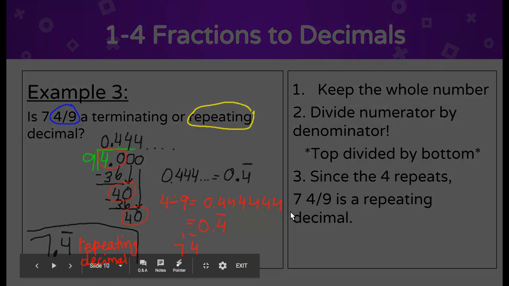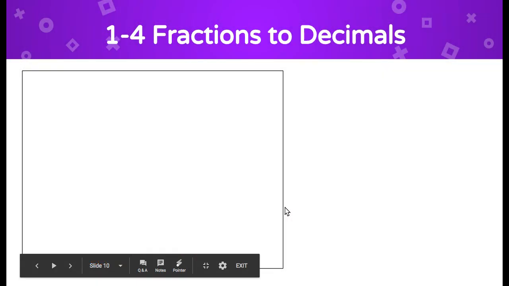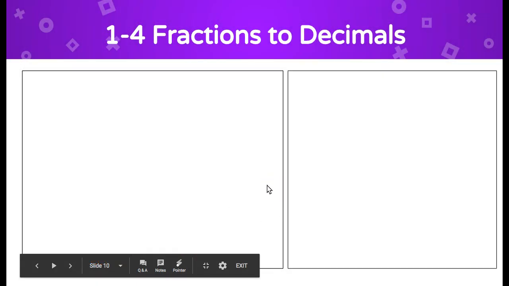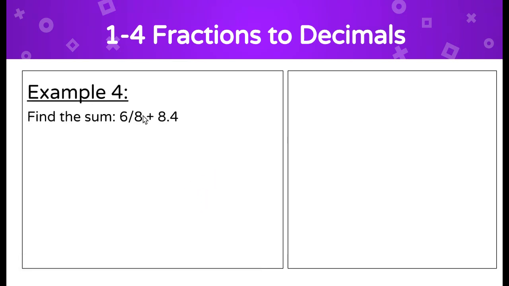All right, moving on to the next example. This is actually our last example that we have on this. This one says find the sum of 6/8 plus 8 4/10. Now it's not just asking us to convert or decide whether it's repeating or terminating. It wants us to actually solve the expression, right? And that's adding a fraction or a rational number with a decimal number.